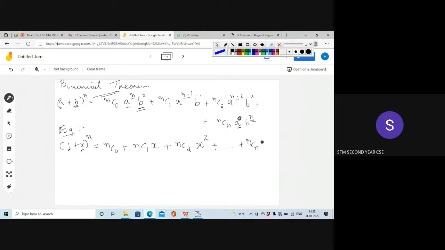nCn. Here a is 1, and 1 raised to 0 is 1. And b raised to n, and here b is x, isn't it? a plus b form, and this b is x. So you get x raised to n.